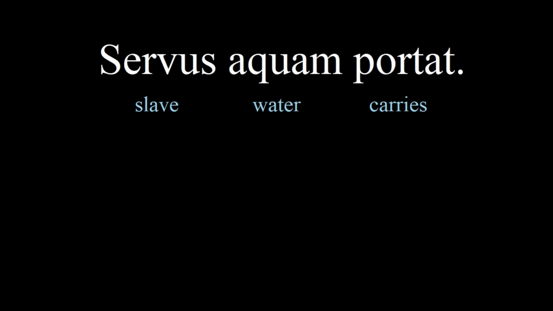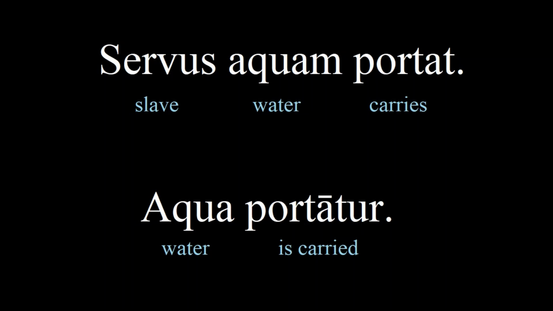Servus aquam portat. The slave carries water. Aqua portatur. The water is carried. The verb portat gets its last vowel lengthened and the ending ur added to it, making it portatur. Notice, not only did the verb change, but aquam changed to aqua, because as we saw earlier, the object becomes the subject. And Latin reflects this change much more obviously than English does.